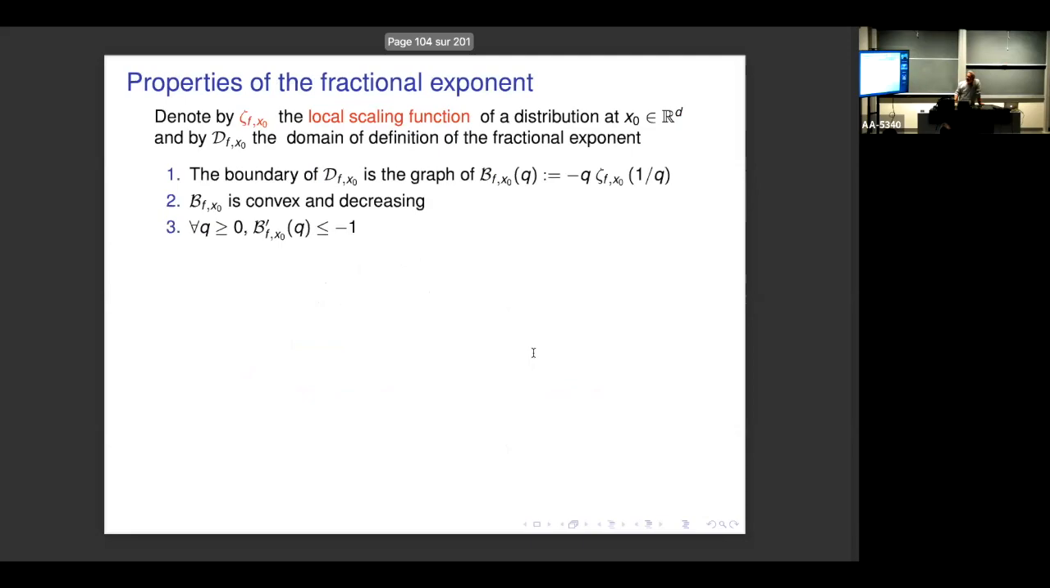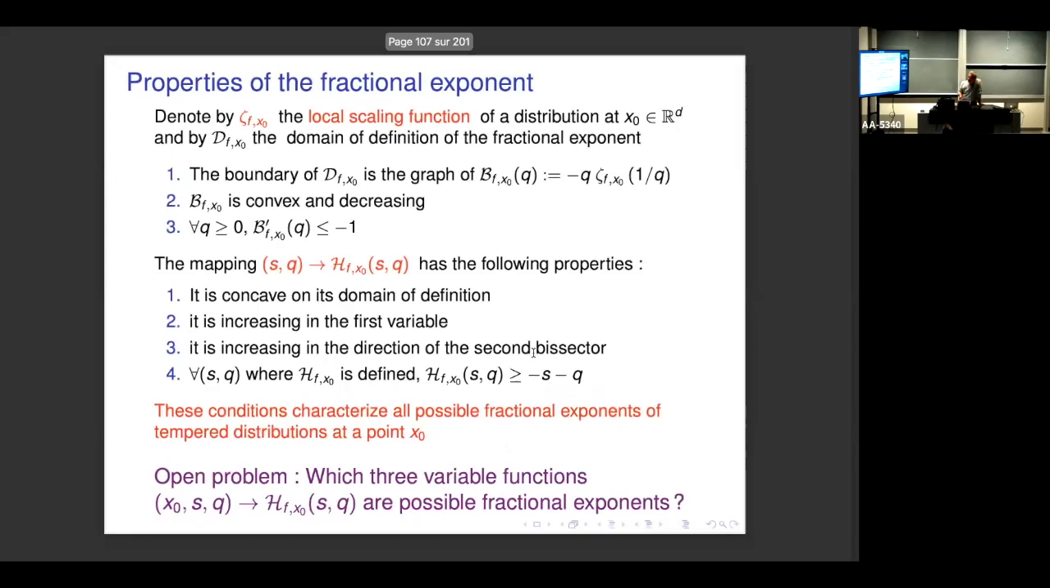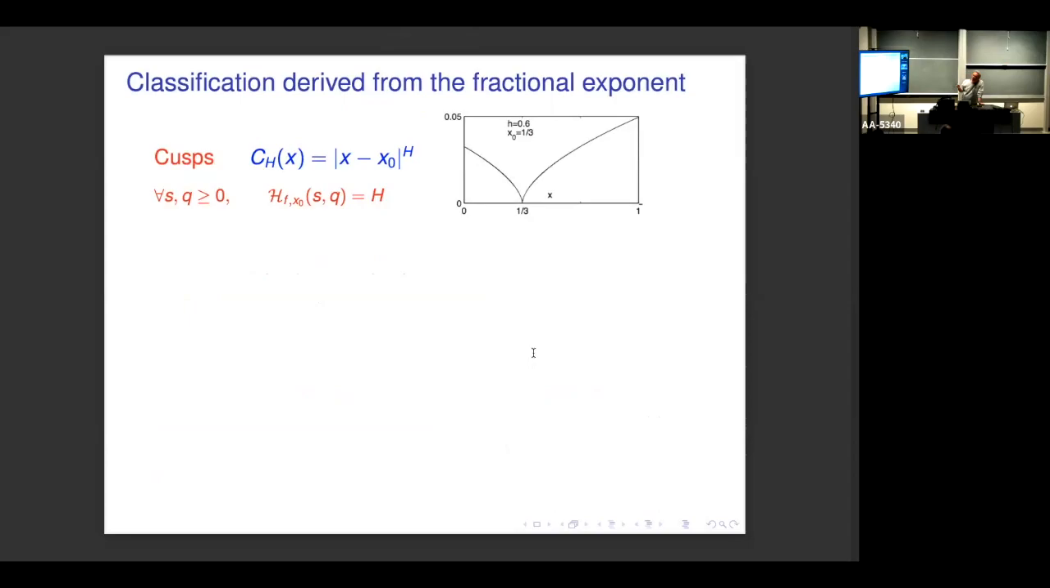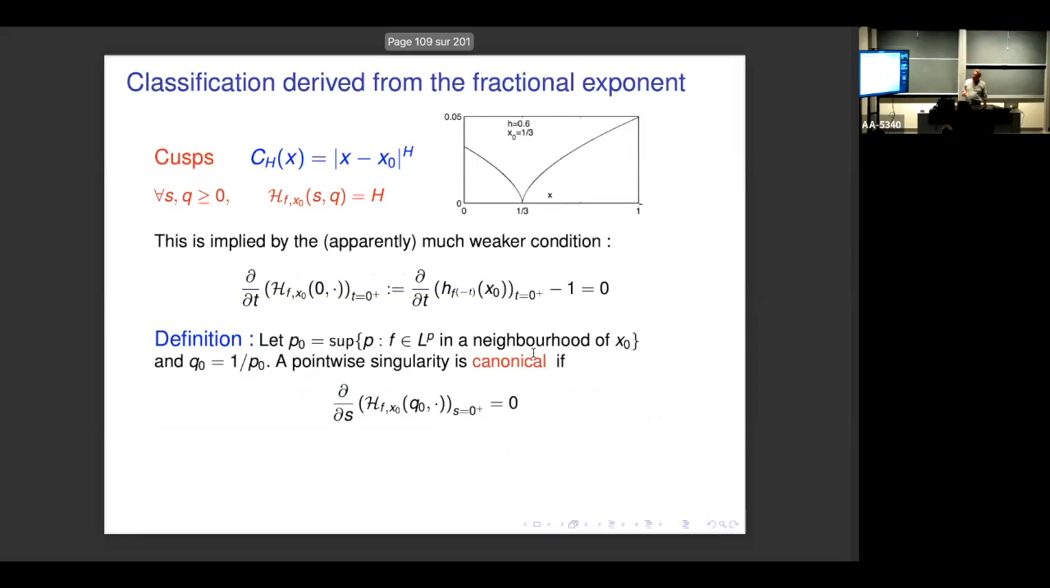Okay, and so let me see. Okay, this was just what are these functions? So two derivatives, so that we have a simple characterization of the nice prototypes of singularities that we have. For instance, for a cusp, this exponent is constant, and if we take a derivative in the direction of 1 over p, or a derivative in the direction of the fractional integration parameter s, it doesn't change anything.